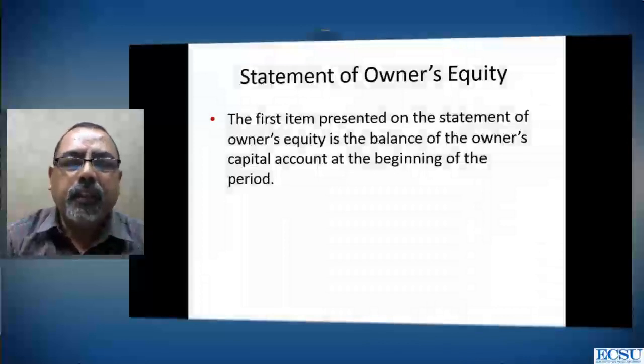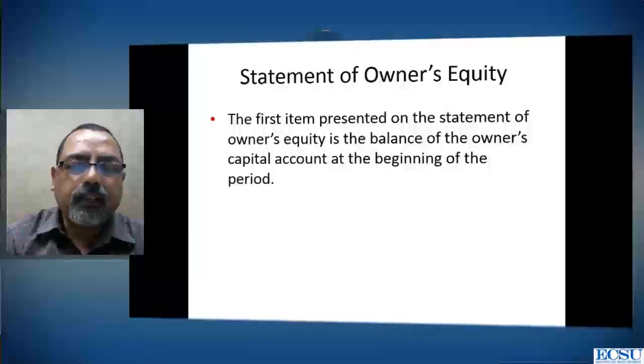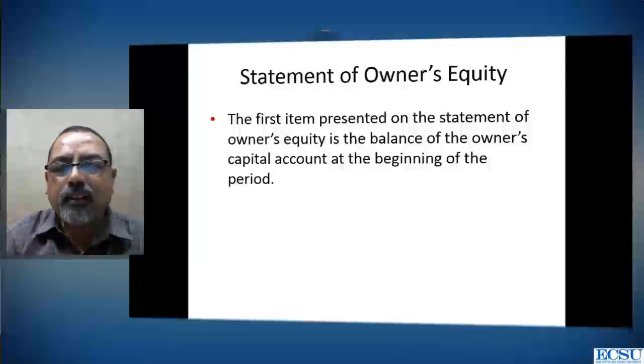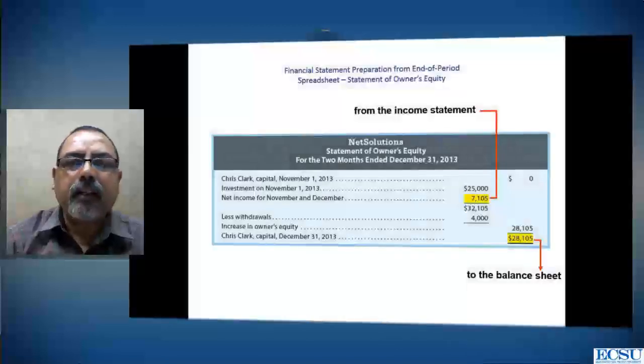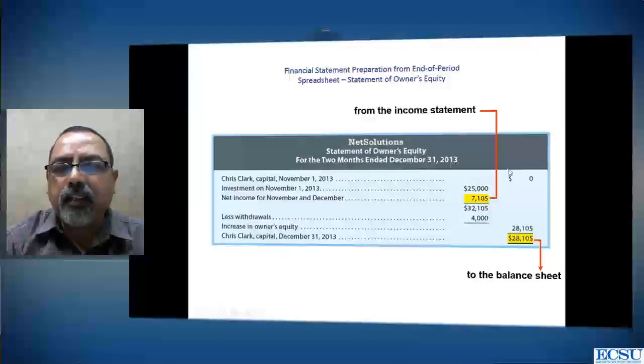Then we do the statement of owner's equity. As I have said to you earlier, the first item presented on the statement of owner's equity is the balance of the owner's capital at the beginning of the period. Now, this balance could be zero if it is a new business, because the new business has just started, so we don't have a beginning balance. Whatever amount of money the owner brought this period will be considered as investment made during the period. So if you look at this statement of owner's equity, we started with zero because this is a new business.